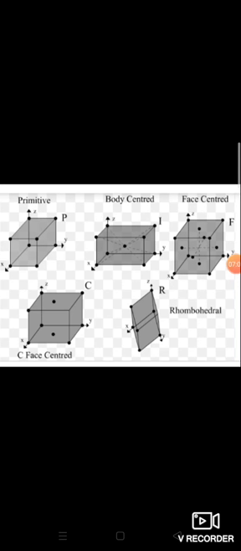So in body center, only one extra point is there. In face center, six points are there, which means each face contains one constituent particle. In end center, it has two opposite faces, so it has two extra points.